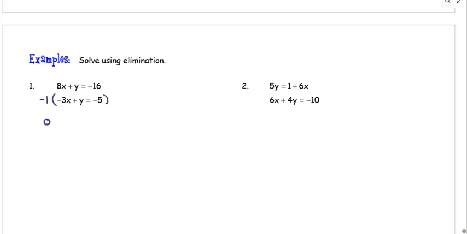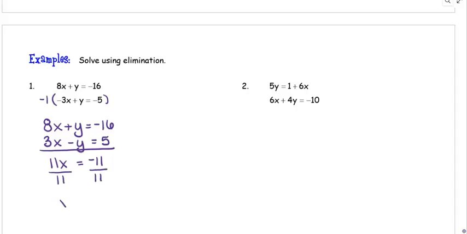So I'm going to rewrite that first equation. That's 8x plus y is equal to -16. And then the second equation, if I multiply through by a -1, is 3x minus y is equal to 5. I'm now going to add down. 8x and 3x will give me 11x. Y plus a -y, notice that those cancel out. And on the other side, -16 plus 5 is going to give me a -11. I'm going to divide both sides by 11, and I'll see that x is equal to -1.